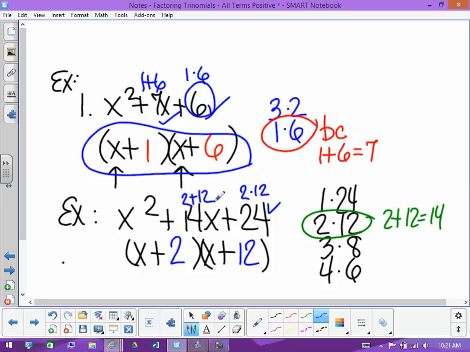Especially going to make a difference when we have negatives. Okay. Checking it is extremely important. You don't have to write out the whole problem again, but if you'll just write it up here above it, then you're going to realize real quick, all of those multiply to give you 24. And only one of them has to give you 14. Okay, let's do one more example.